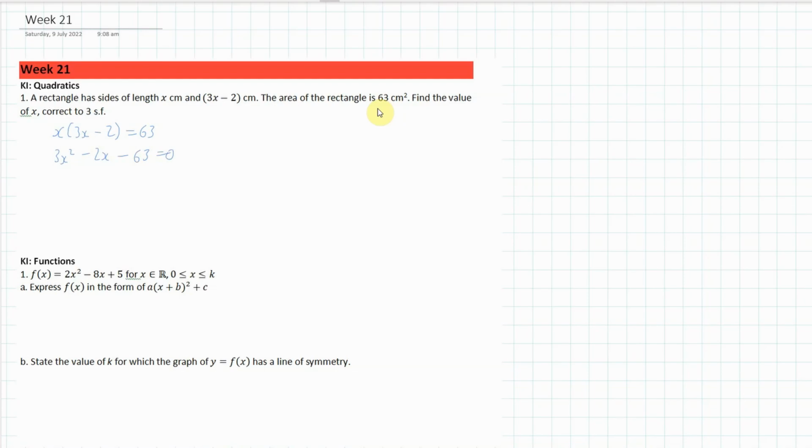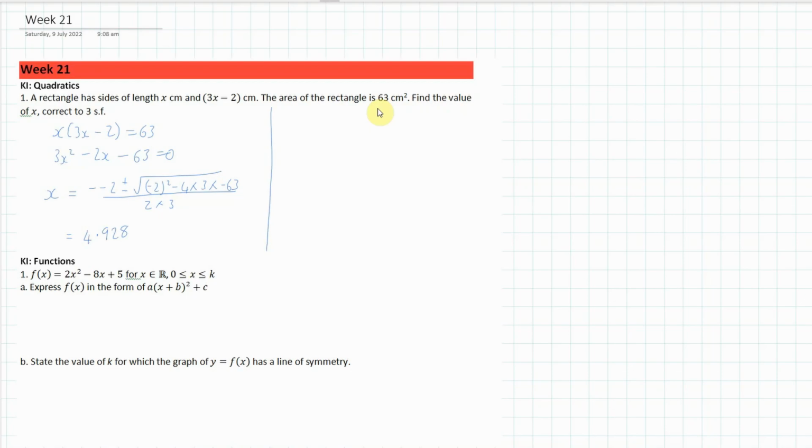And then, I think I'll just use the quadratic formula here. So it'll be x equals minus 2 plus or minus the square root of minus 2 squared minus 4 times 3 times negative 63, all over 2 times 3. And this is giving me two results. But I'm going to take the positive result, and that is 4.928.